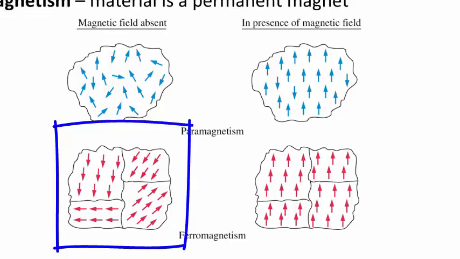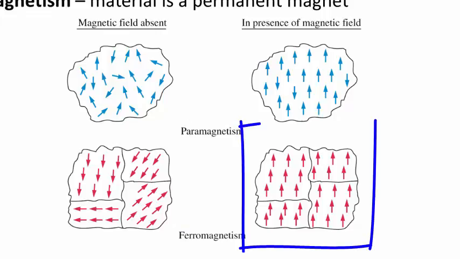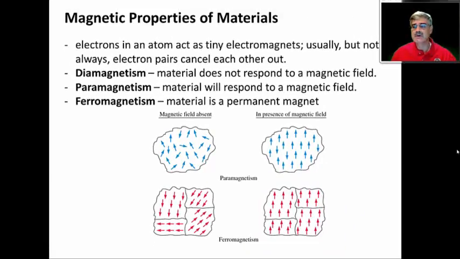Ferromagnetic material has regions in which the electrons are already aligned. In many cases there will be pockets of this alignment which will itself cancel out so that the material does not appear to be a magnet. But in other cases, if these pockets of material can align primarily in one direction, as shown in the bottom right hand side, then the material is a permanent magnet.